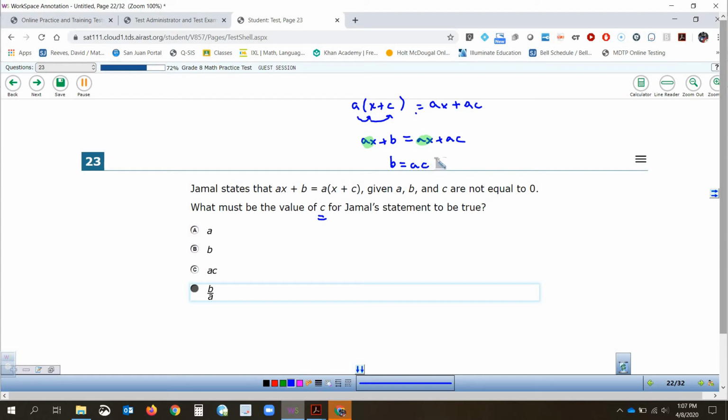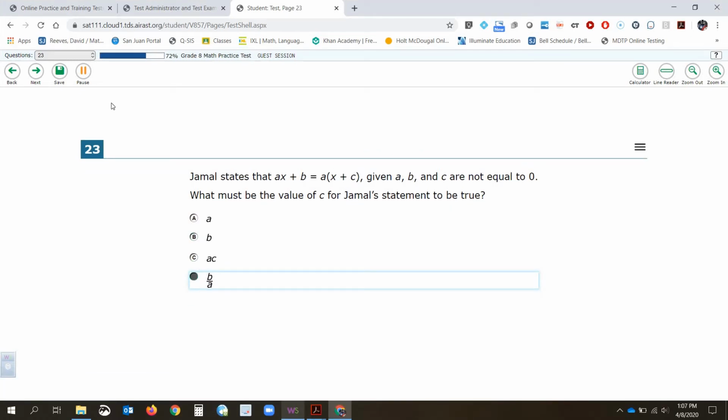When you have an equation and you want to find the value of the variable, you solve for that variable by using inverse operations. Since I have a times c and I want to get c by itself, I'm going to divide both sides by a. A divided by a is 1, and I get b divided by a is equal to c. So to make Jamal's statement correct, c equals b divided by a. That's the answer to number 23.